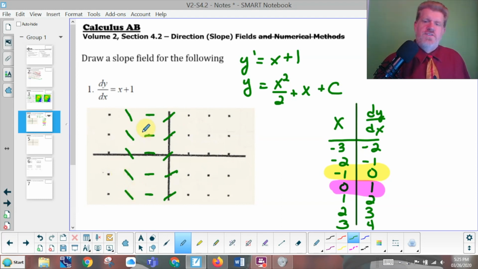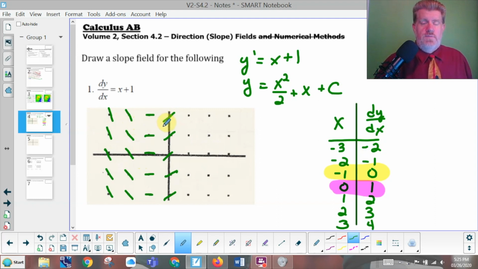And then what happens as we go out to either side? The slopes actually get steeper. When x is -3, the slope is -2. So all these have slopes of -2. Now these aren't necessarily easy to draw, in the sense that how do you know the slope is exactly -2, exactly -1? You don't. These are generalizations for us. I'm going to show you a computer program that will do it for you much more accurately.